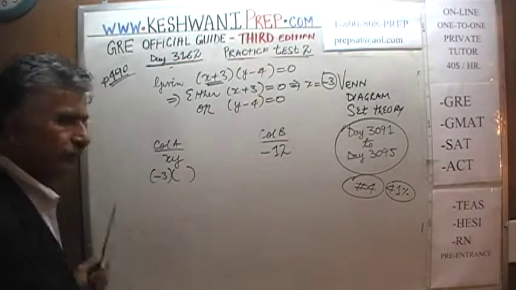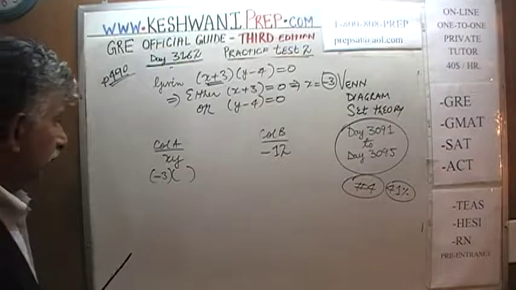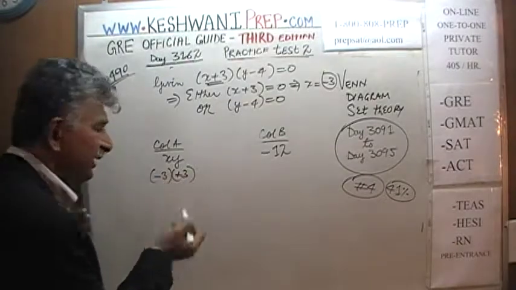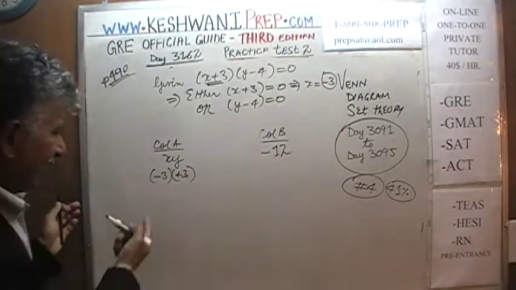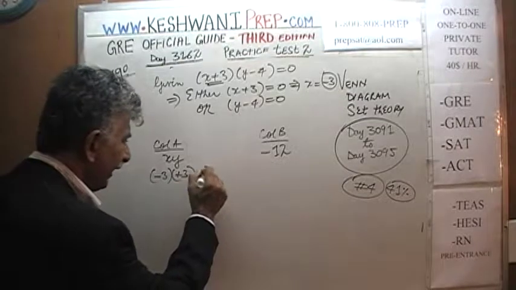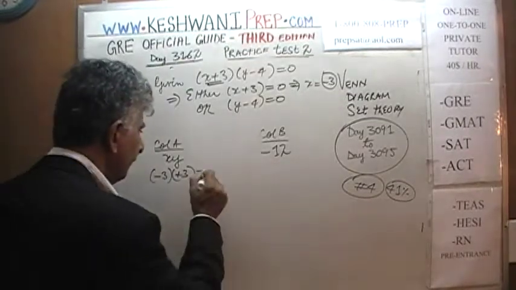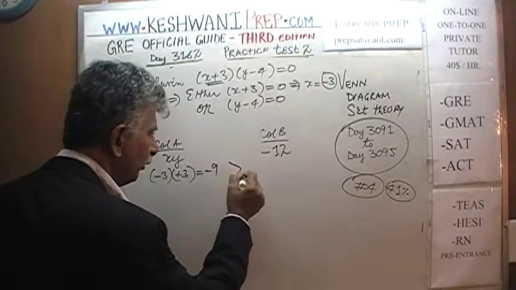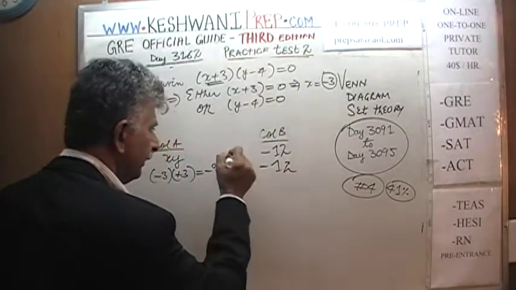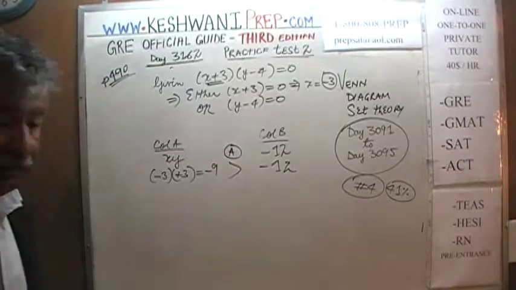But what about y? Well, maybe y is positive 3. Who knows? Y could be anything. If that's the case, we get negative 9. And negative 9 is more than negative 12. The answer is A. But who knows?